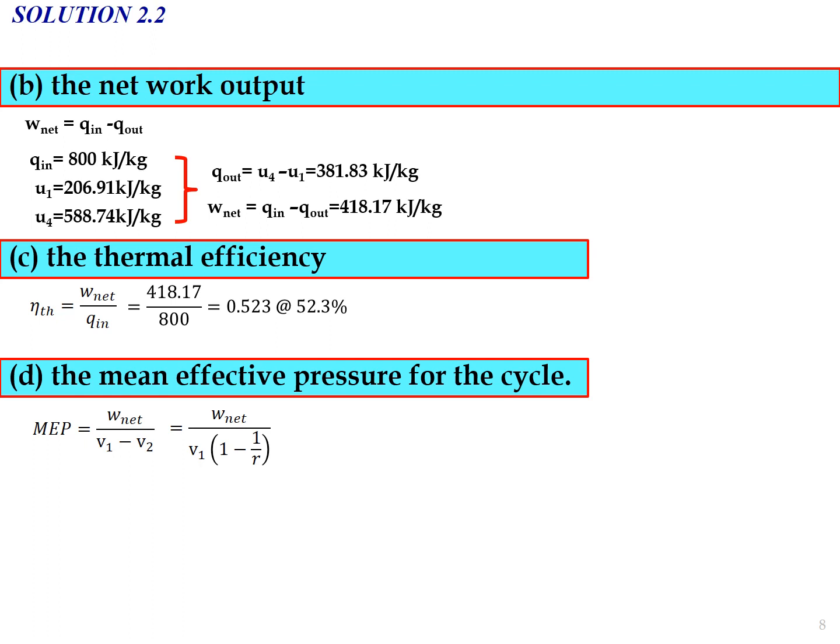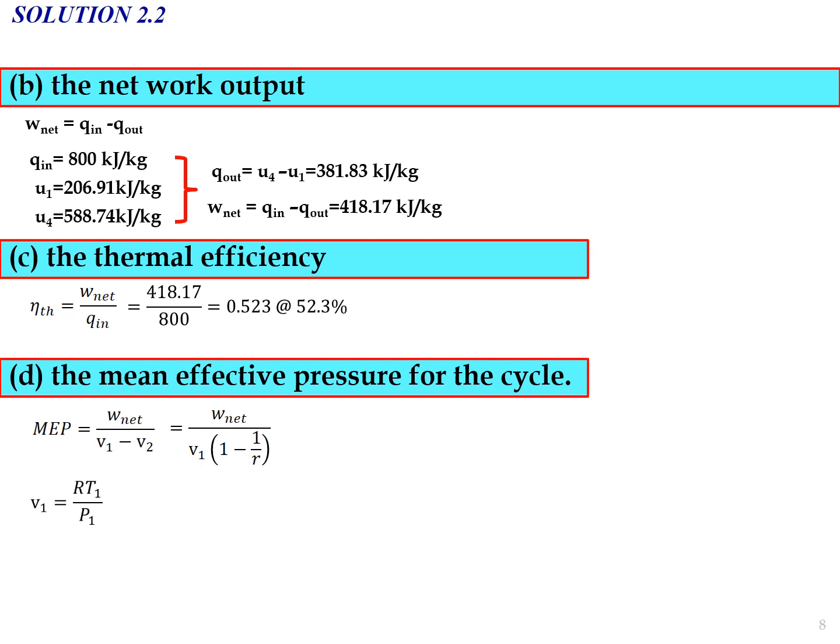So we will get the value for MEP equal to W net divided by V1 multiplied by 1 minus 1 divided by compression ratio. However, we don't have the value for specific volume V1, but we can determine it by using a gas law equation, which is the PV = RT formula.